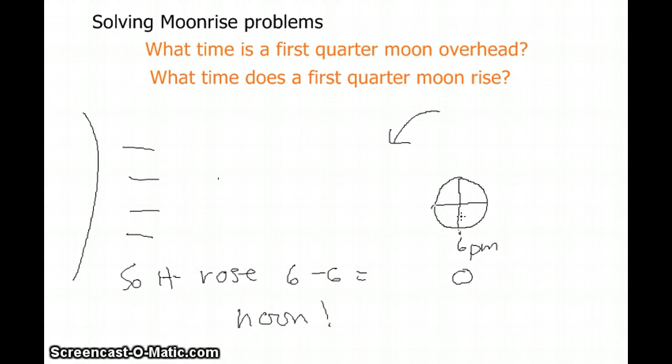You want to know when it set? 6 hours after it's overhead. First quarter moon's overhead at 6 p.m., so guess what? Sets for somebody at midnight.